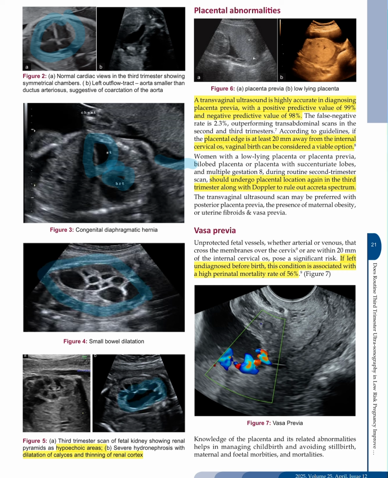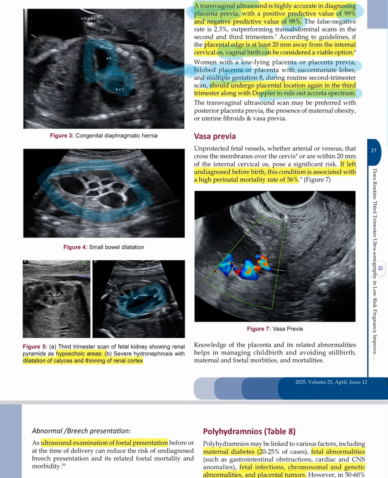Okay, placental abnormalities can also be seen. Transvaginal ultrasound in determining placenta previa in the third trimester has a positive predictive value of 99% and a negative predictive value of 98%. If the placental edge is at least 20 mm away from the internal os, then you can go for vaginal birth. So we can plan the delivery as well by means of third trimester ultrasound. And for the placenta, for example bilobed placenta or succenturiate lobe, or multiple gestation, you should go for third trimester ultrasound to rule out the accreta spectrum and to check placental location.